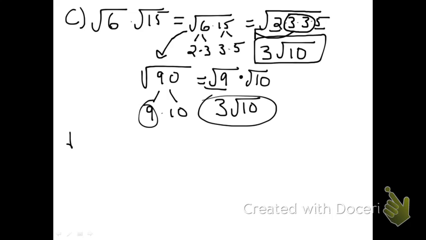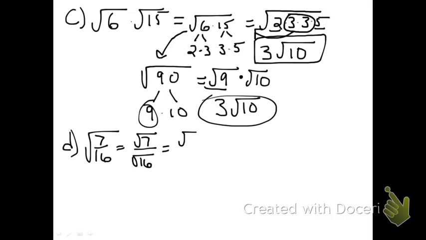Let's do an example here of the quotient property. If I have the square root of 7/16, what the quotient property says is I can square root the numerator and I can square root the denominator separately. Square root of 7 cannot be broken down.